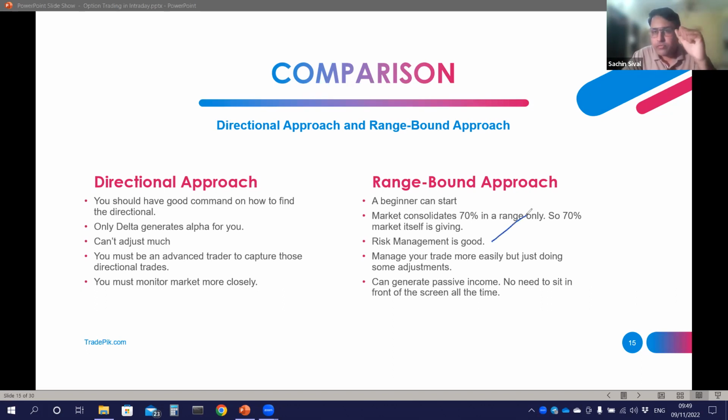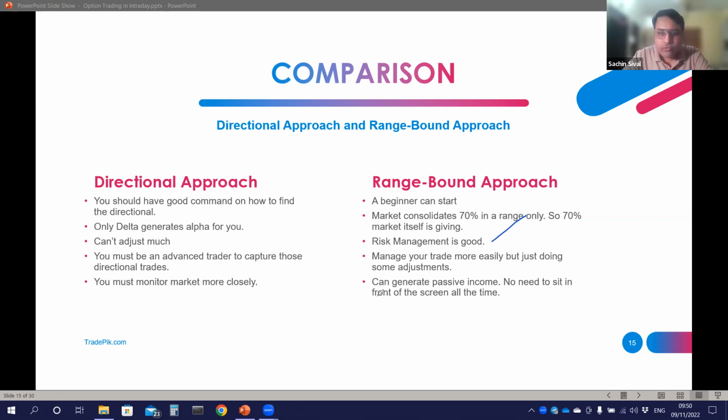The third thing is that risk management is very good in the range bound approach. In the range bound approach, you don't bother about what is happening in the market. Let's say tomorrow Nifty opens 10% up. I don't bother about it, because I know I have a certain risk. I have a maximum risk of, let's say, 2,000 rupees in this trade, or you can say 20,000 rupees. The market can go 10, 20, 30, 40% anywhere, and I will not lose more than that 20,000 rupees. That gives me more stability to take better decisions. I don't need to take any decision in panic.